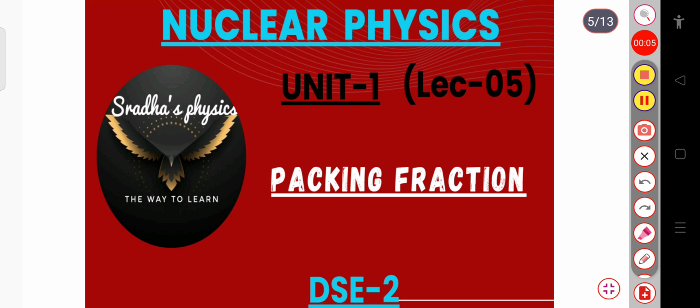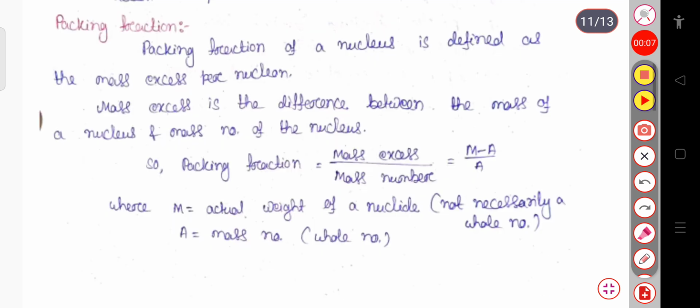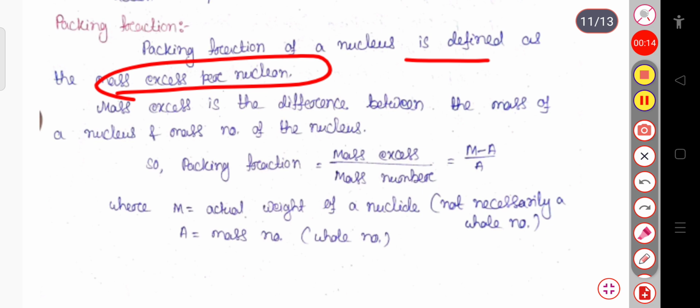In this part we will discuss packing fraction. So let us start with our topic. The packing fraction of the nucleus is defined as the mass excess per nucleon. This is the excess mass per nucleon.